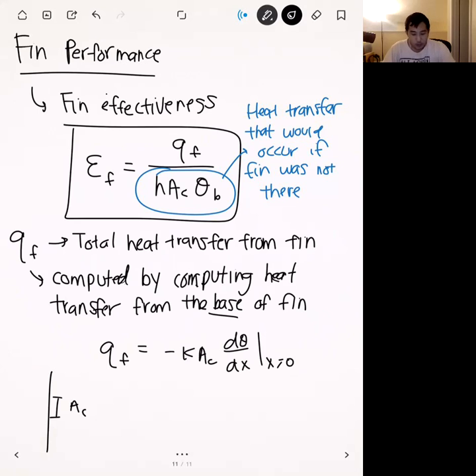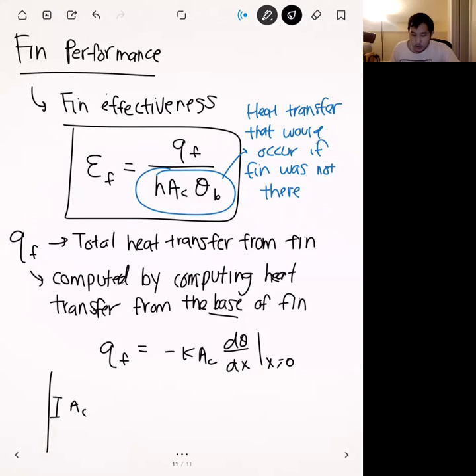Right? And so what you have here for effectiveness is a ratio. It's basically a ratio of the amount of heat transfer that you actually get from the fin versus how much heat transfer you would get if the fin was not there, okay? And so in other words, you can almost think of effectiveness as the amount that the fin is enhancing heat transfer, okay?